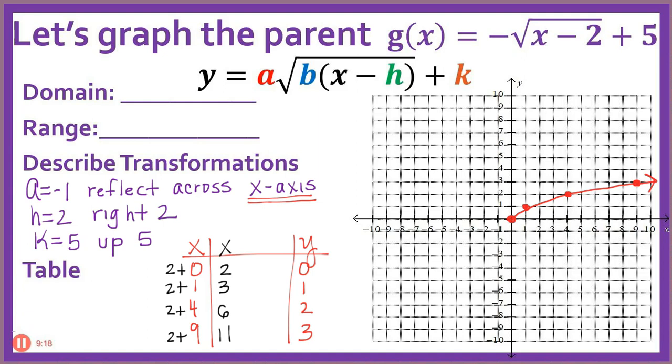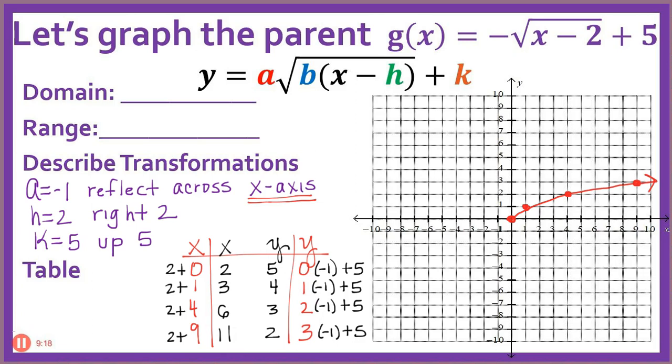And now let's do the same thing with our y values. So we're going to take our y values, multiply them by our a, and then add 5. So let's take these 4 numbers and multiply them by -1 and add 5. When I do that, I get +5, +4, +3, and +2. So now we are ready to graph our 4 points for our transformation.